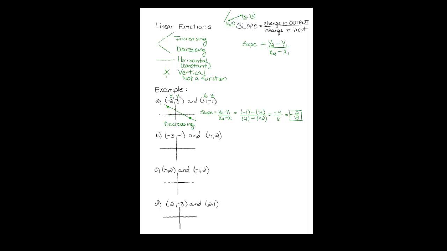Moving on to part B, we have another pair of points. We have negative 3, negative 1, and 4, 2. So I'm just going to go ahead and plot those as well. Negative 3, negative 1 would be about right there. And 4, 2, 1, 2, 3, 4, up 2 would be about right there. Connect the dots. And you can see we have, this time, an increasing linear function.